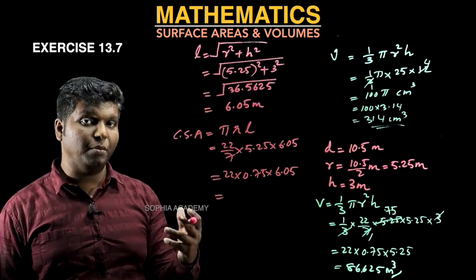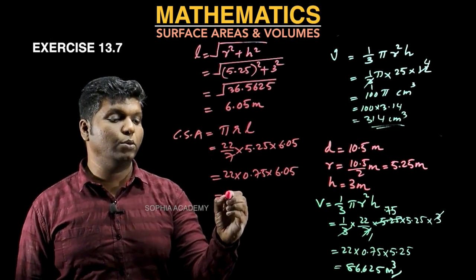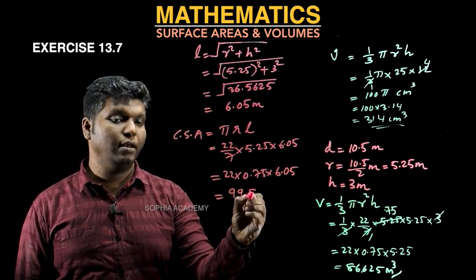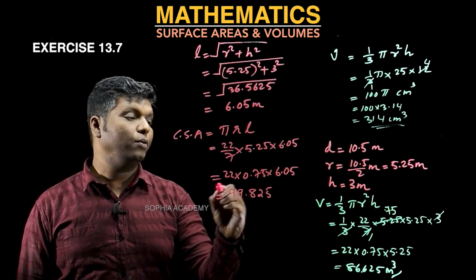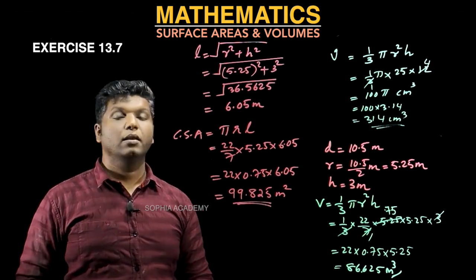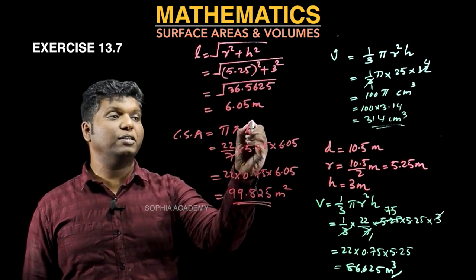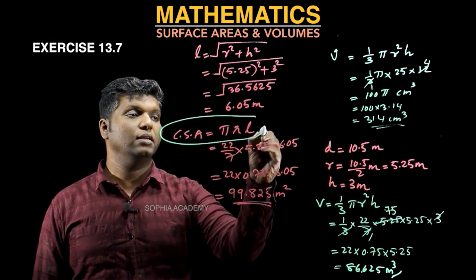Here it is area actually, so finally you will get it in square units. Finding this, you will get 99.825. What is the unit? It is meter, so meter square. That much meter square. The main thing you have to keep in mind is that you have to find the CSA.